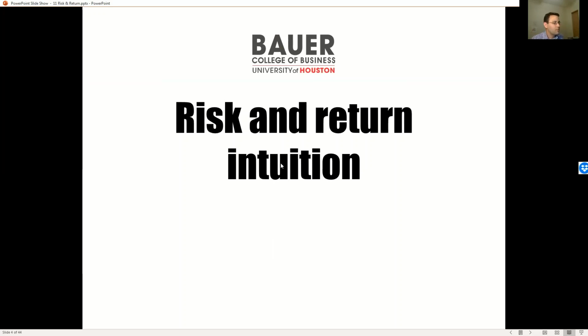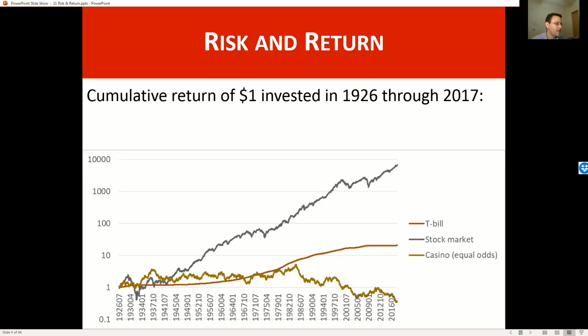We'll start with the broad intuition. What is the relationship between risk and return? To help us think about this, I plotted the cumulative returns in a few different investments. So you take $1 and you invest it in 1926, and you just hold it through 2017.